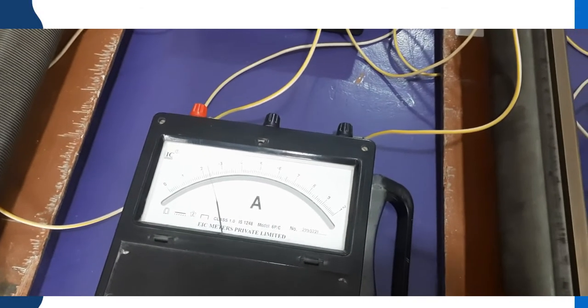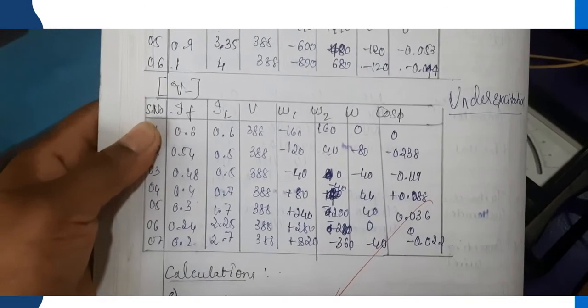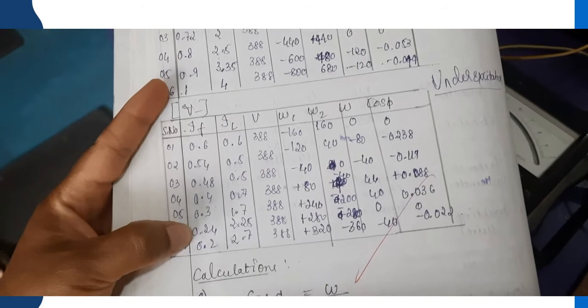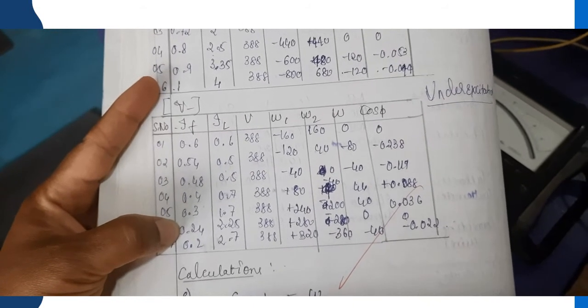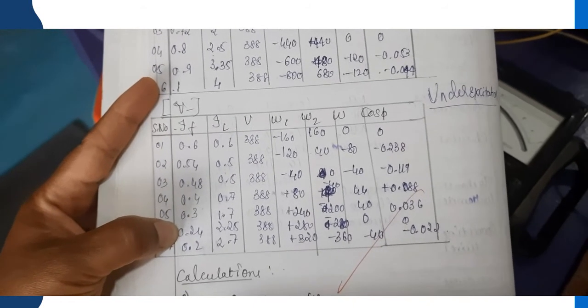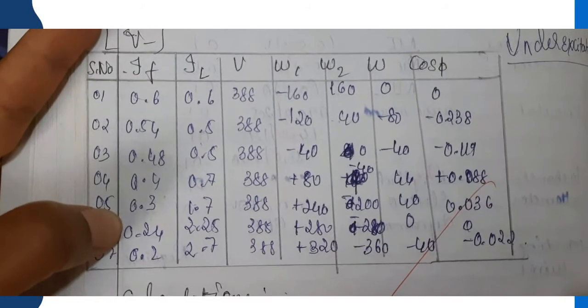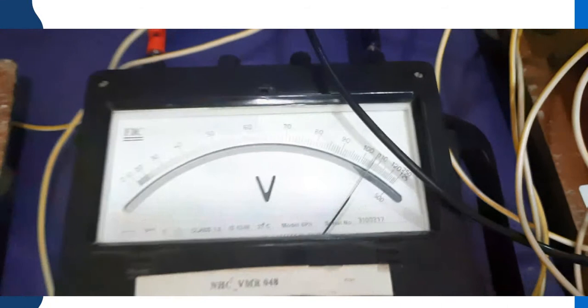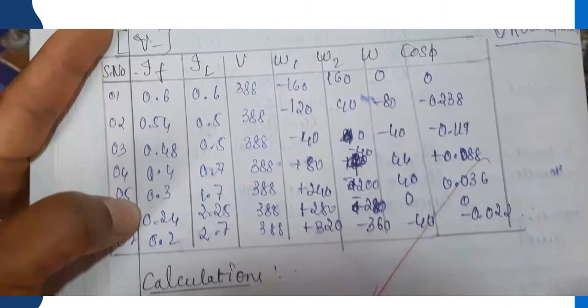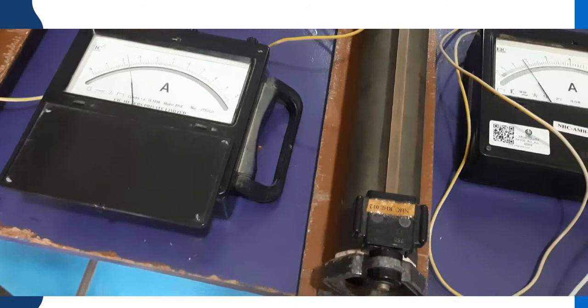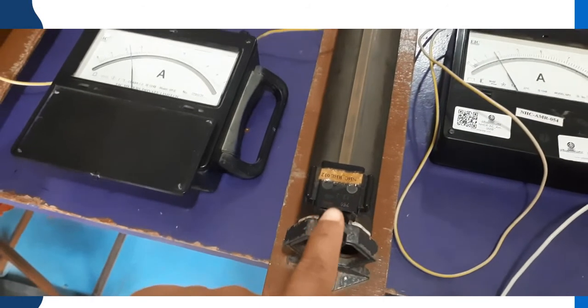Now I took the last reading for 0.2. So I noted around 4 values from 0.6 to 0.2. You can observe that as the field current reduces, the armature current increases, and the voltage value should be maintained constant. Earlier the voltage reading was 388, but now it is 440. The voltage is maintained at 440, and this is the under excitation point of the rheostat.